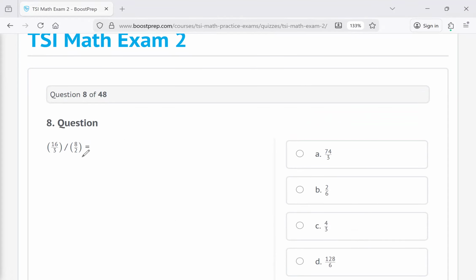Okay, this one, we have 16/3 divided by 8/2. So we have a complex fraction. I don't really like this slanted; I like it horizontal. So if you want, you can say 16/3 over 8/2. And 16/3 is perfect the way it is, and then divided by, right? You can replace this long horizontal line with the divide sign. And then 8/2, we can simplify that. That's 4, or 4/1.